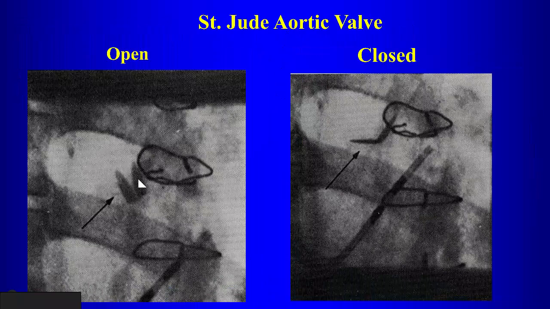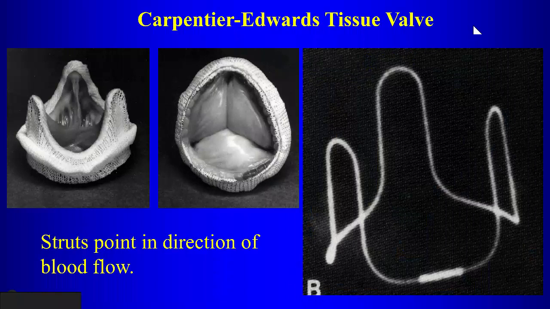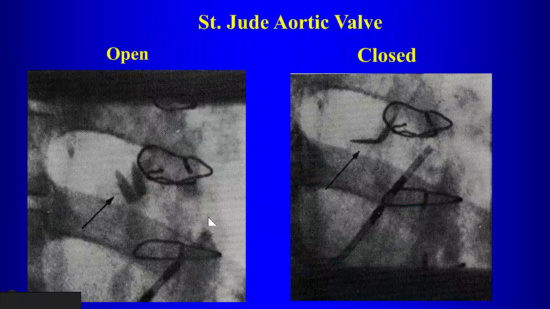Here's one in the aortic position. You can see when it's open. Here's when it's closed. So here we're tangential to the valve, so you can see it very well. And then the Carpenter-Edwards valve. So here, as far as on the radiographs, you might just see the metallic struts of the valve. One useful thing is that if you see these struts, if you're trying to figure out what kind of valve it is, the struts point in the direction of the blood flow. Okay, so that can help you differentiate between an aortic and a mitral valve.